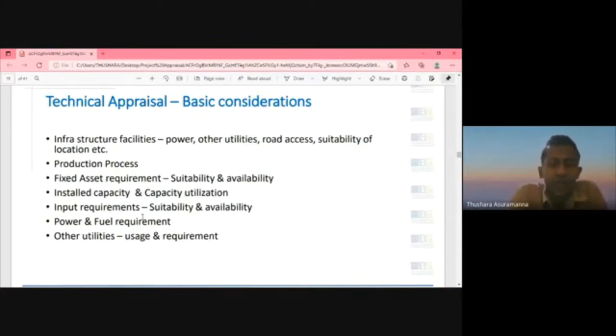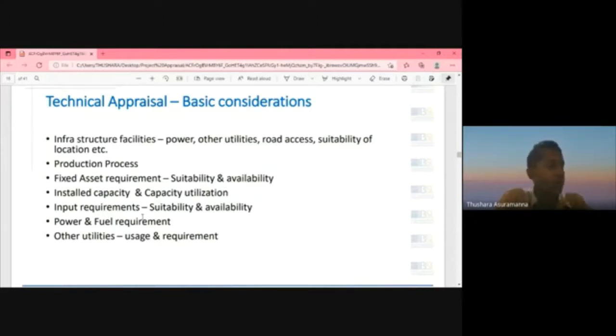Infrastructure. As we discussed earlier also, infrastructure is very important in terms of project financing. Say power, other utilities, road access, suitability of location, very important. Now, when you say power, it could be single-phase or three-phase, important. Motorable roads, water, as other utilities, very important. How we are going to dispose of solid waste and gas waste, important.